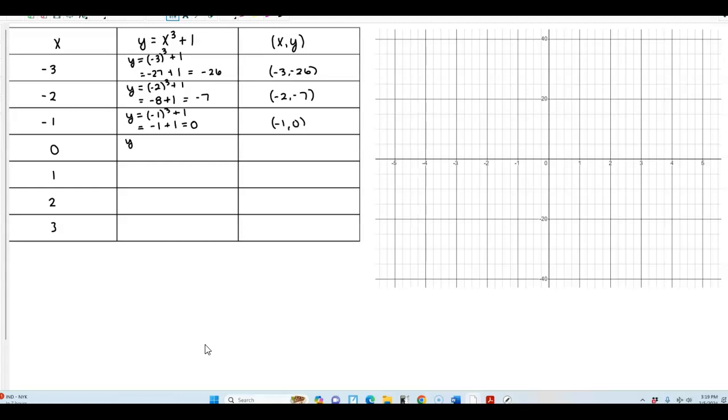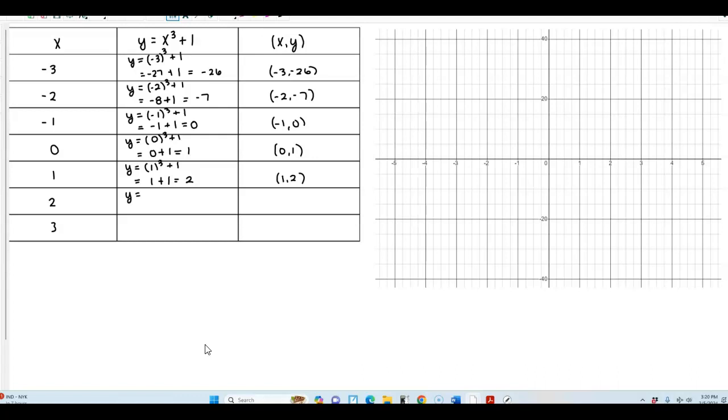Next we're going to plug in the value of 0. So 0 to the third power is 0, and 0 plus 1 is going to give us 1. So therefore the ordered pair is 0, 1. Next we're going to plug in the value of 1. So 1 cubed plus 1. Well, 1 times 1 times 1 is 1, plus 1 is going to give us 2. So we get the ordered pair 1, 2.